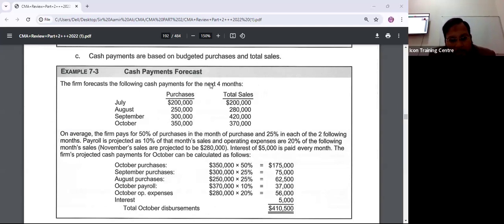And regarding September's purchase, 300,000, you are still paying 25%, because that is how you pay: 50% in the month of purchase and 25% in each of the following 2 months. So for August, again you are paying 25%. And you are also paying October payroll and October interest expense. So that is how you create a cash budget. This is very easy, though it needs some concentration, but the things are very simple. That is how you can forecast your cash flows.